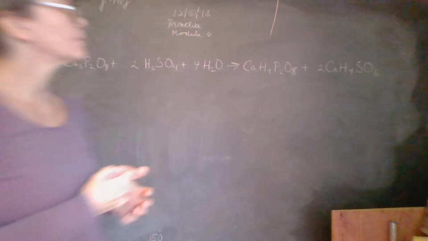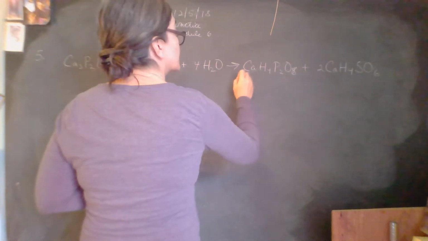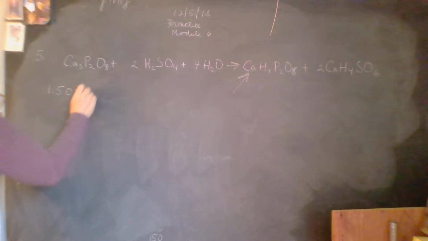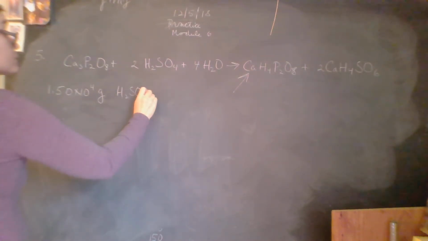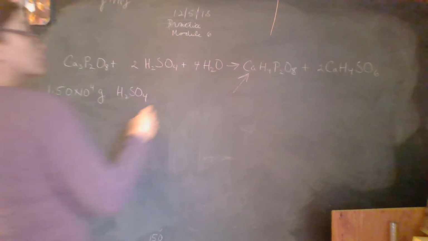The first chemical on the product side is the fertilizer. So this is the purpose of the reaction. They're trying to make this phosphorus fertilizer. If 1.50 times 10 to the 4 grams of H2SO4 are reacted with excess Ca3P2O8 and H2O, how many grams of fertilizer can be made?